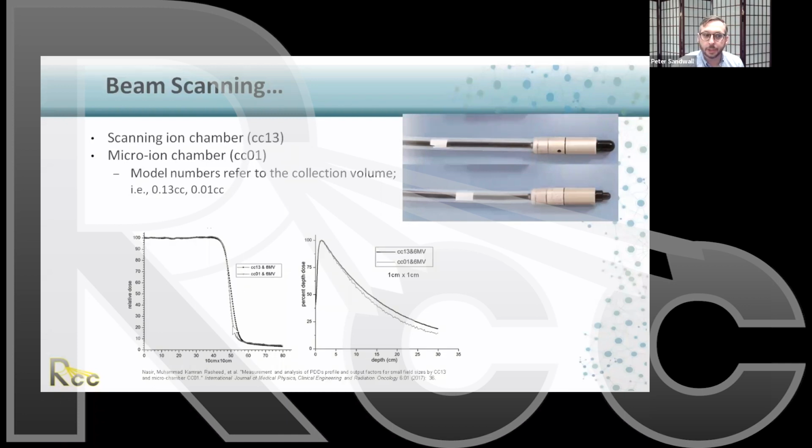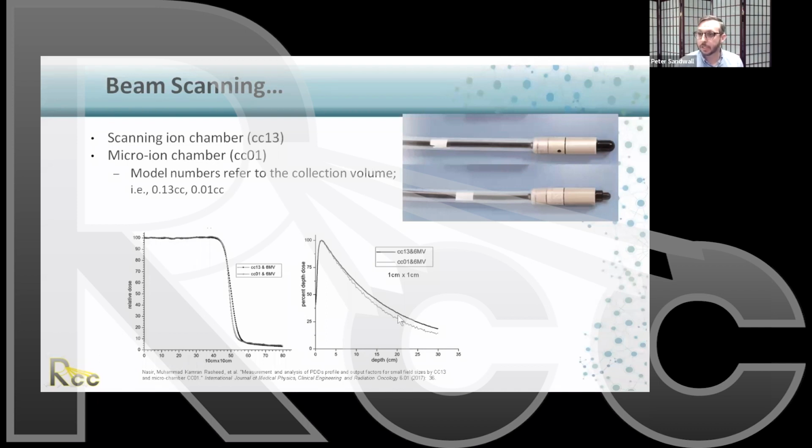This picture is just showing the difference that you get because of the detector response and the volume averaging. The CC13 and CC01 are going to give you different penumbras, and this is with a 10 by 10. So selecting the detector that you want to compare with the data is important. This difference, while subtle, may not be what you're looking for if you're comparing to golden beam data that's been collected with CC13 data. If you want to compare apples to apples, you're going to want to use similar measurement devices.